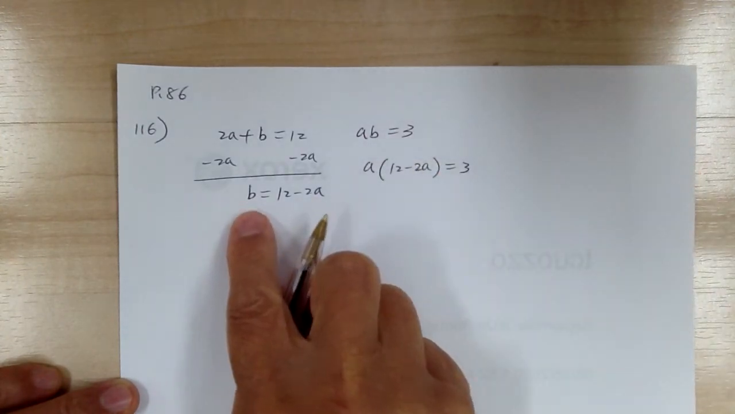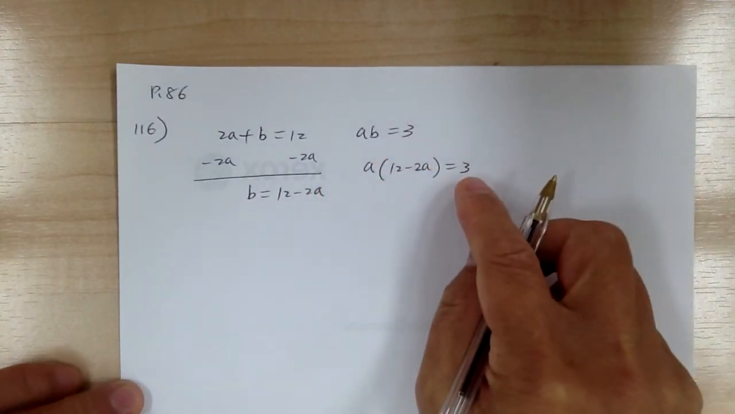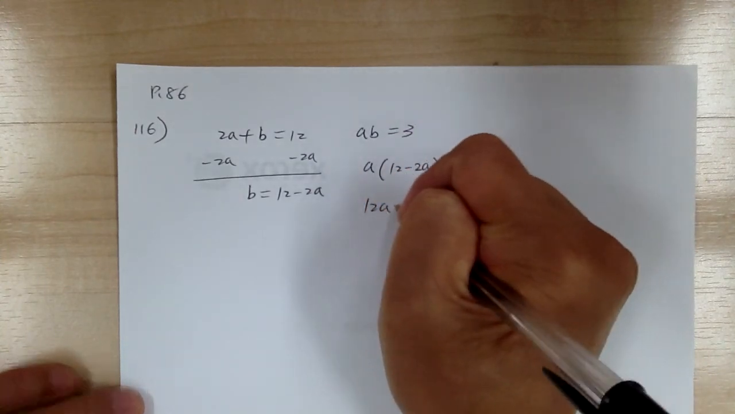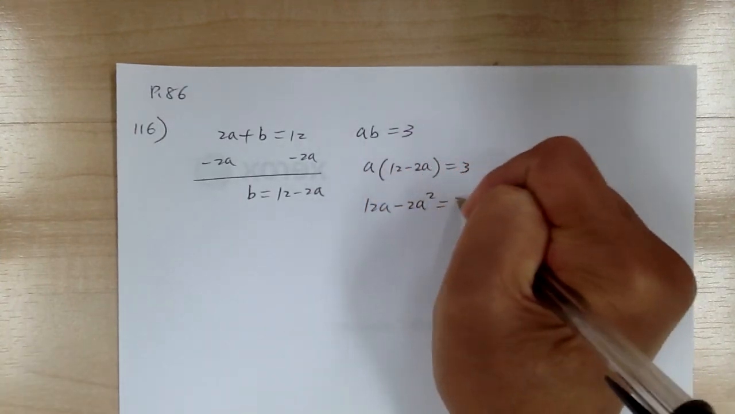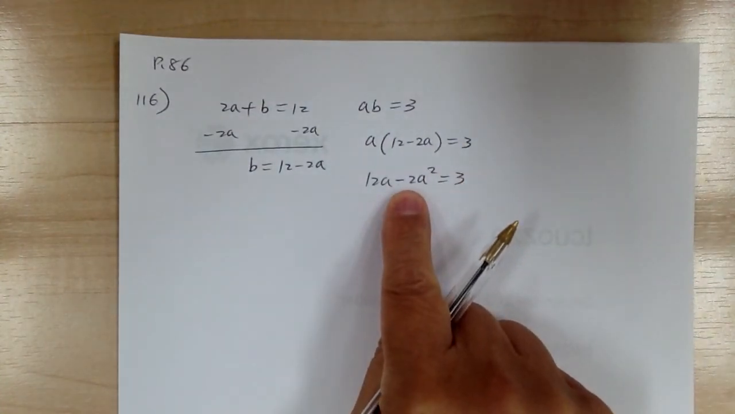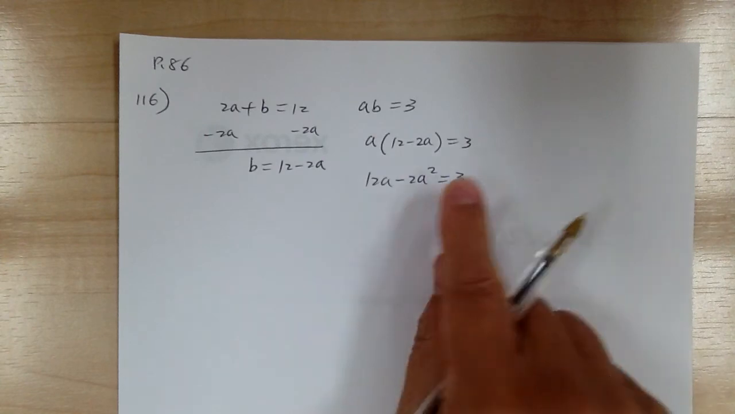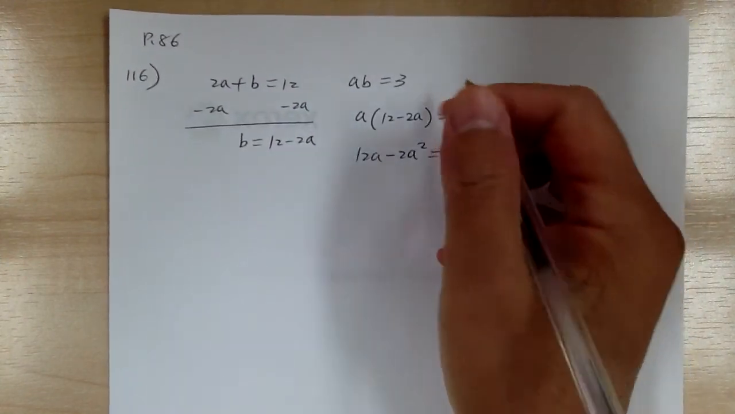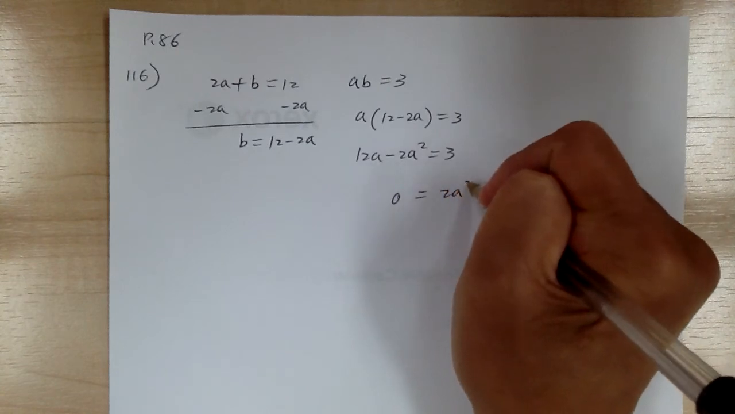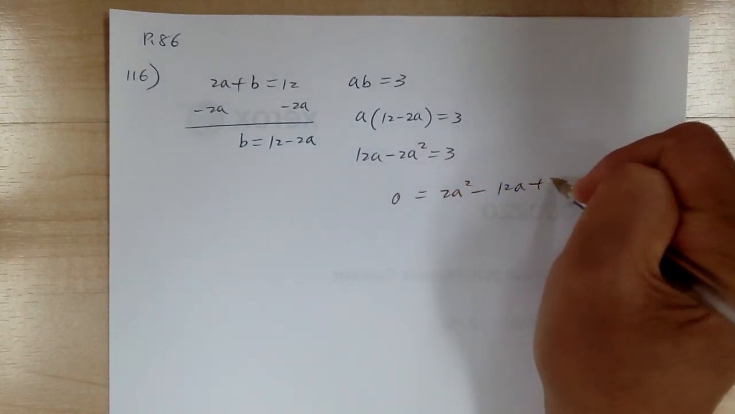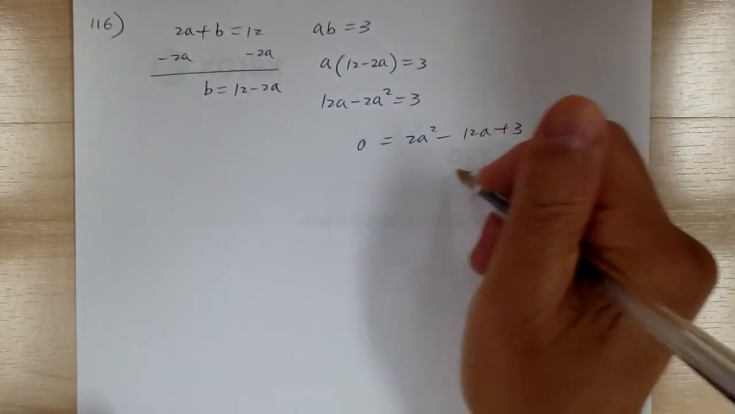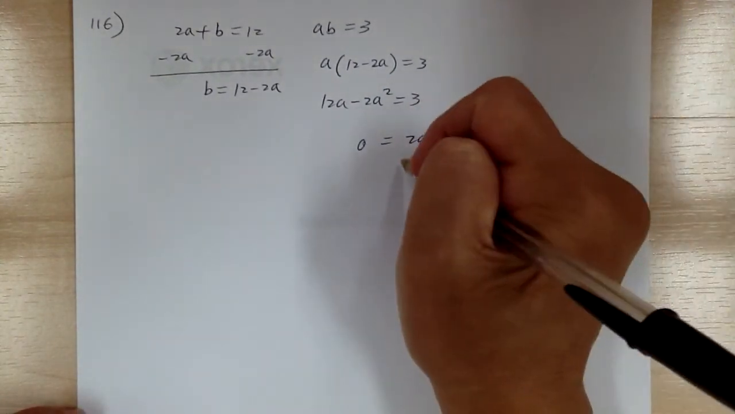So you can solve for one variable and substitute into the other equation, and then work it out. So you get 12a minus 2a squared equals 3. Because there is an a squared term, I'm going to move everything to this side to make it equal to 0 so I can solve. So I get 0 equals 2a squared minus 12a plus 3. Now let's use the quadratic formula.